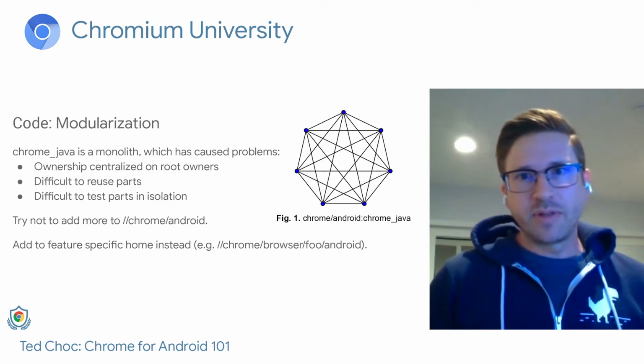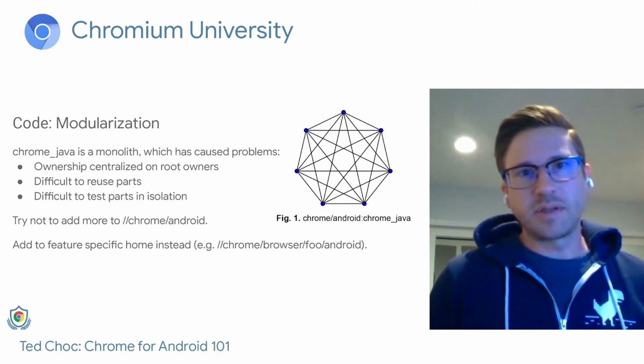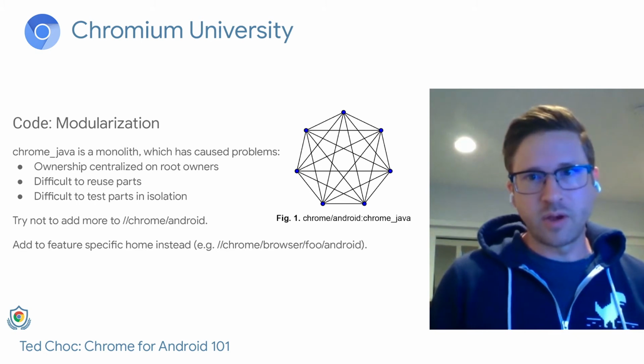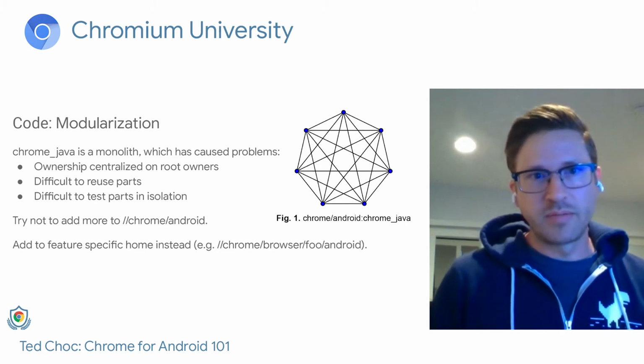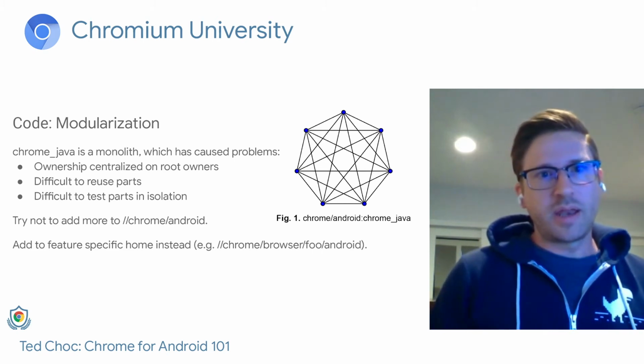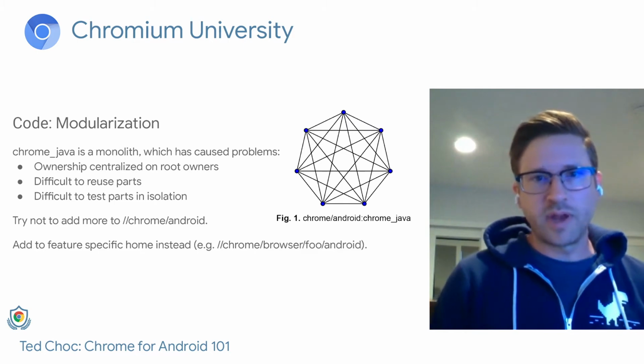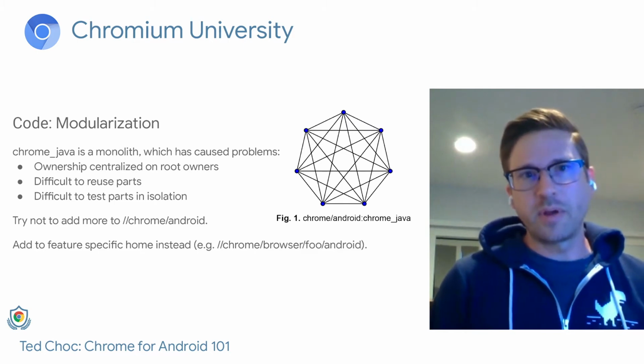So I mentioned previously that the bulk of our code is in a single directory, and that's causing a lot of problems. It means that a lot of the code ownership is centralized to a few people, including myself, and it's difficult to reuse parts. It's really difficult to test things in isolation. So we've got a large effort to try to break that up.